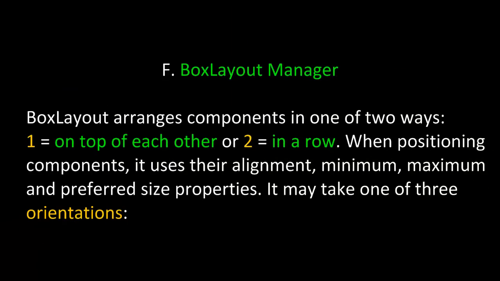The next stop in our tour of commonly used Java layout managers is BoxLayout. BoxLayout arranges components in one of two ways. First, on top of each other, or two in a row. When positioning components, it uses their alignment, minimum, maximum, and preferred size properties. It may take one of three orientations.